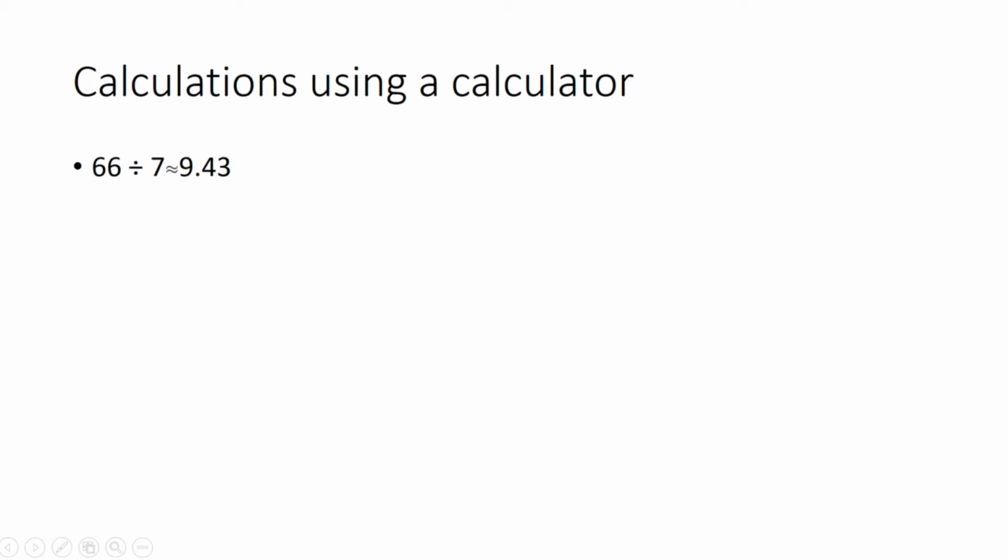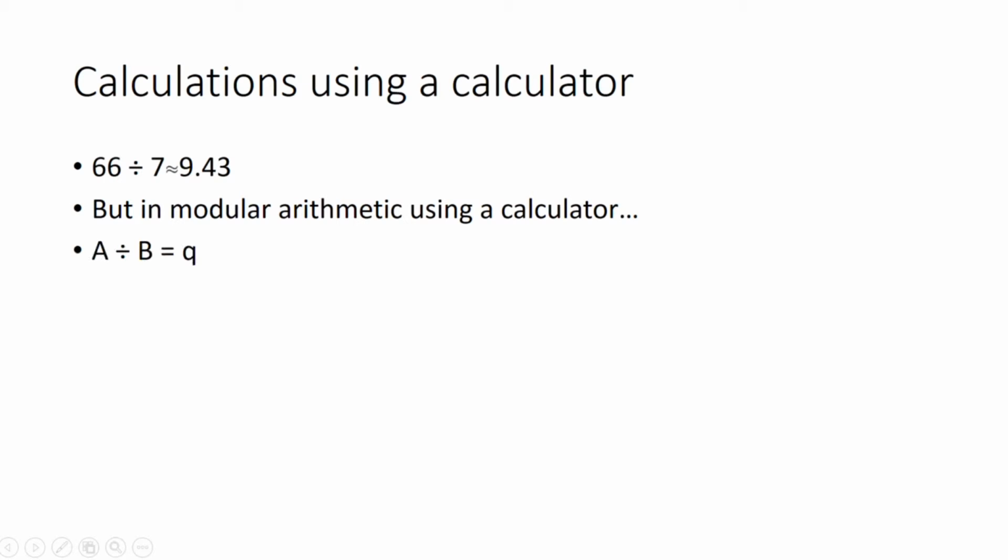Alright, calculations using a calculator. So you have this equation 66 divided by 7, which is approximately equal to 9.43. But 9.43 in modular arithmetic doesn't exist. You remove the decimal, so effectively 0.43 is a remainder rather than a decimal.